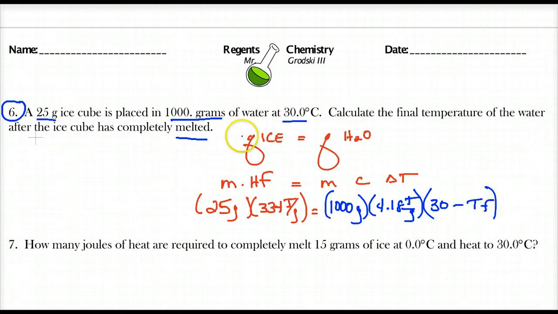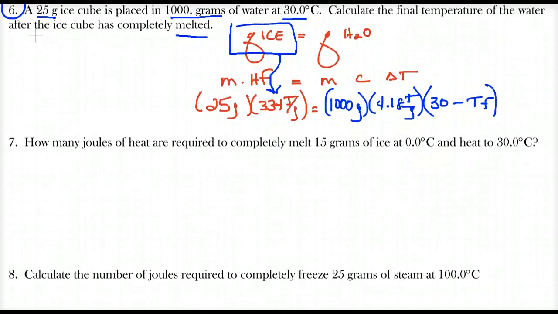Now, today in lab, we couldn't do this, right, because we didn't know this value yet. So that's how this one is different. Go solve for that one. Let's continue on. Number 7.